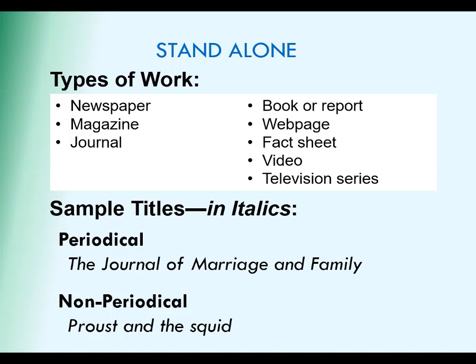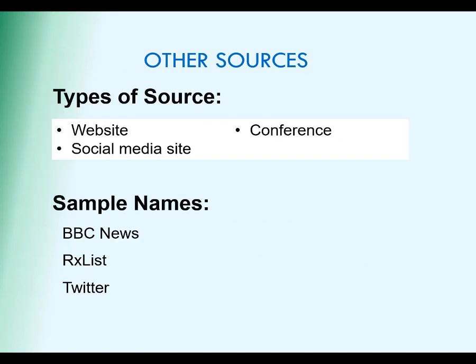Titles of works that stand alone are written in italics. In the titles of periodicals, which are published on a regular basis, like newspapers, magazines, and journals, all the important words start with capital letters. In titles of non-periodical works, the first word starts with a capital letter. Website names are not written in quotation marks or italics, and all the important words start with capital letters.